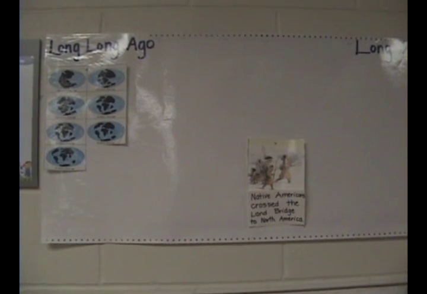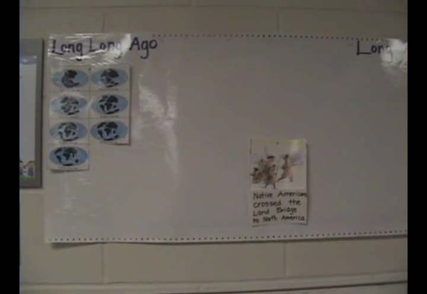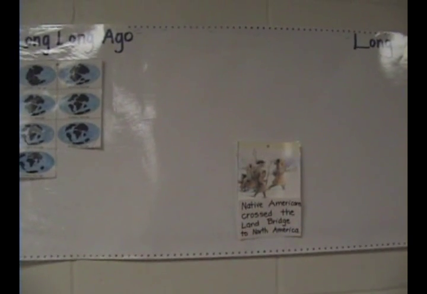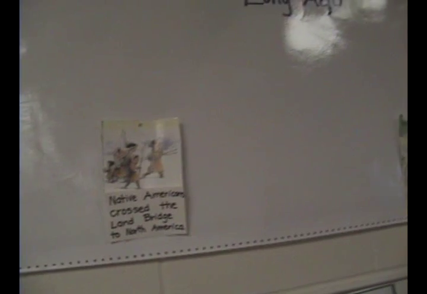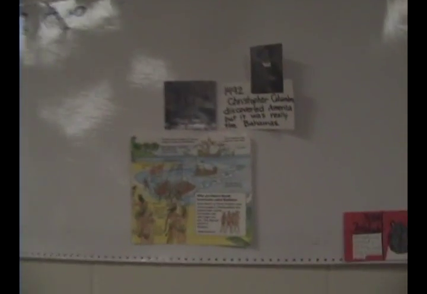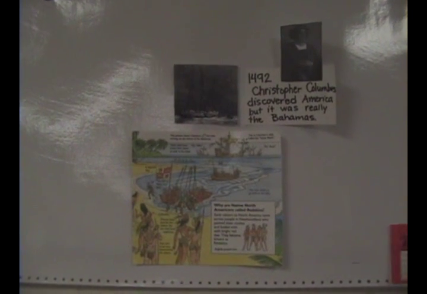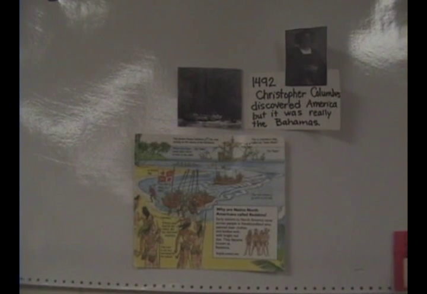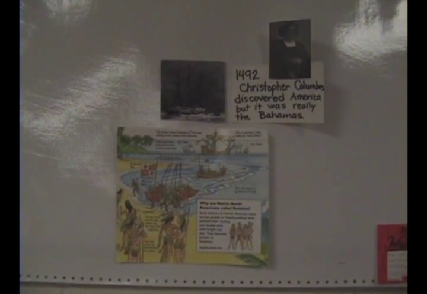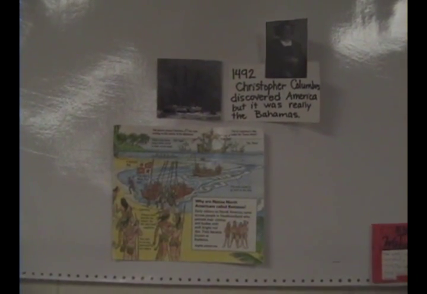Ago, Native Americans crossed the Land Bridge to come to America. They settled and formed groups called tribes. Later, people called explorers came from other countries to check out this land. There were explorers like Columbus, who thought he had discovered America, but really he had found the Bahamas. When these explorers went back to their home countries, they told people about this new land.